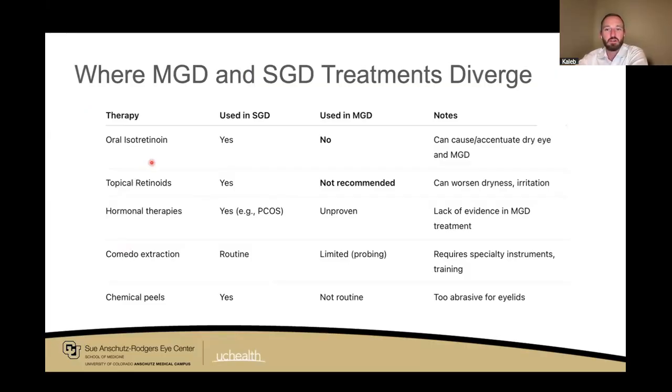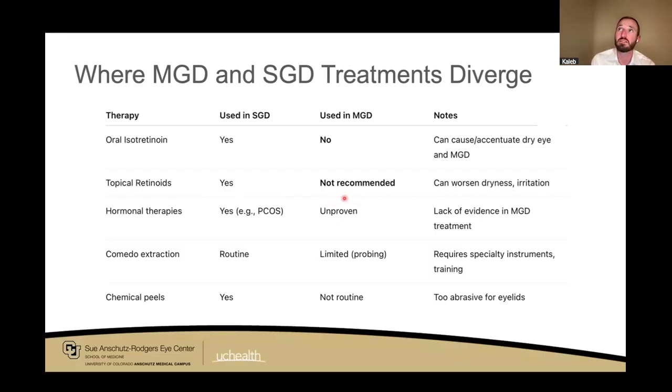Oral isotretinoin, that really strong vitamin A derivative, is used to decrease sebaceous gland function. This will diminish sebaceous gland secretions by 90% within 6 weeks. It does that of the face, but it also does it of the meibomian glands. This is why it causes severe MGD and accentuates dry eye. Topical retinoids are used all the time on the face. It's not recommended to get these anywhere near the eyes.